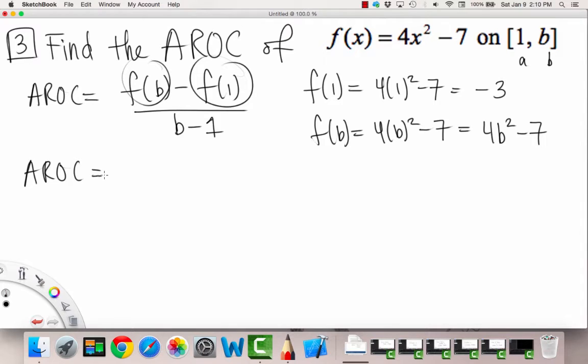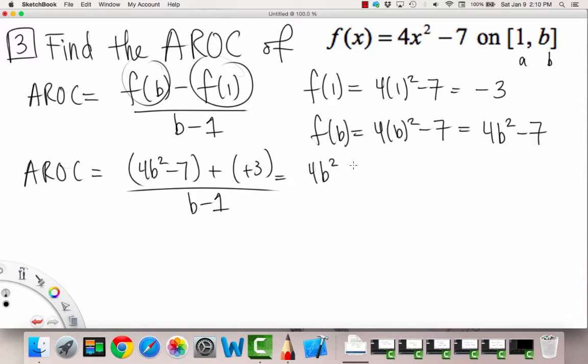So average rate of change is equal to f(b), that would be our 4b² − 7, minus f(1), so minus −3, all over b minus 1. We can simplify this a little bit. Well, actually a lot. We get 4b² minus 4, and then over b minus 1.